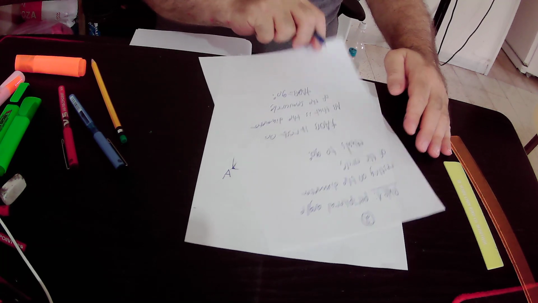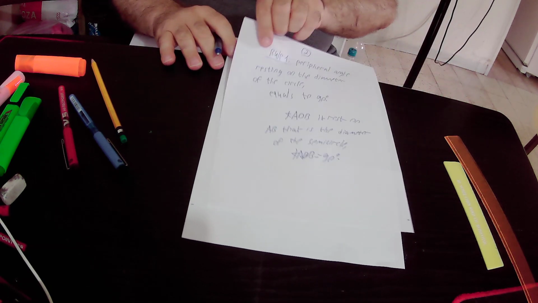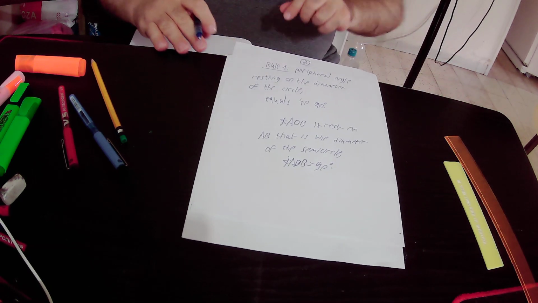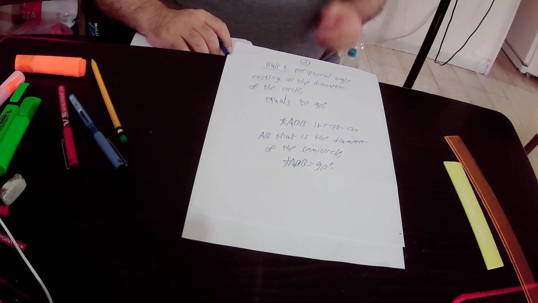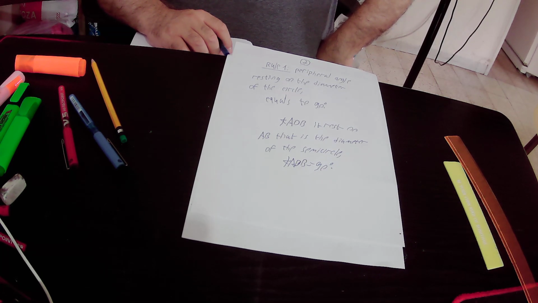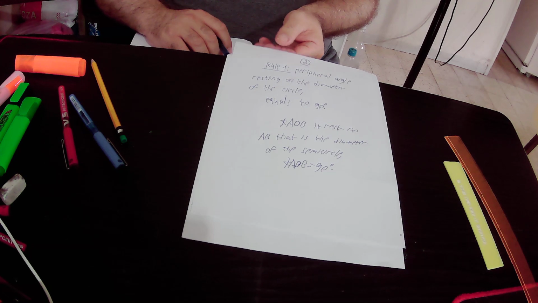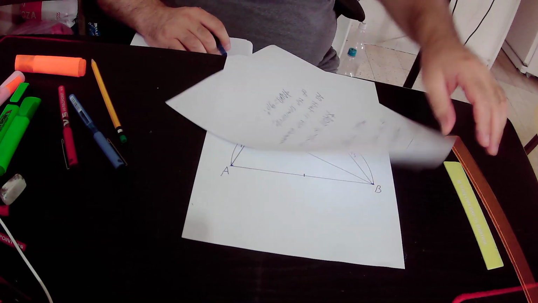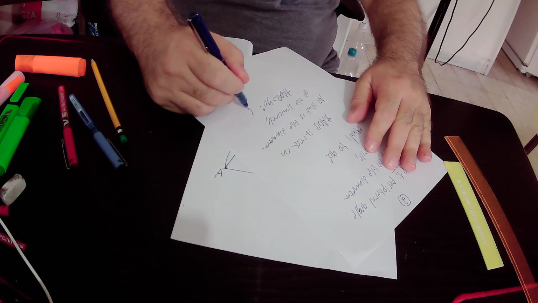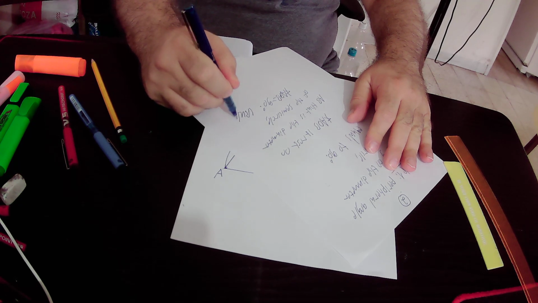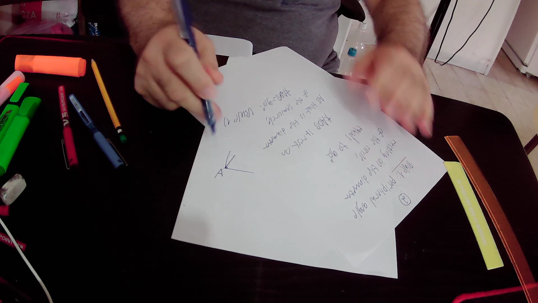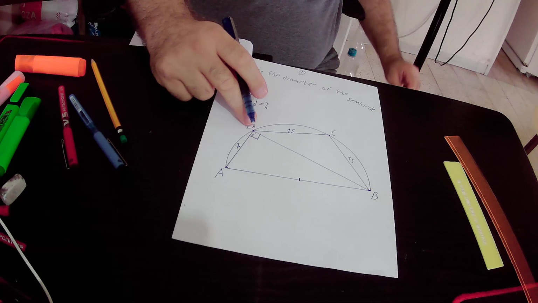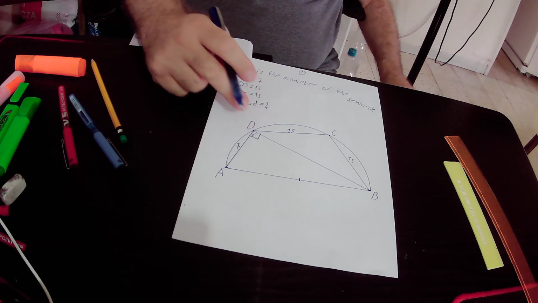So I'll read again the things that I wrote. Angle ADB rests on AB, that is the diameter of the semicircle. Therefore, angle ADB equals 90 degrees according to rule 1. Okay, so angle ADB is a right angle, it equals 90 degrees.